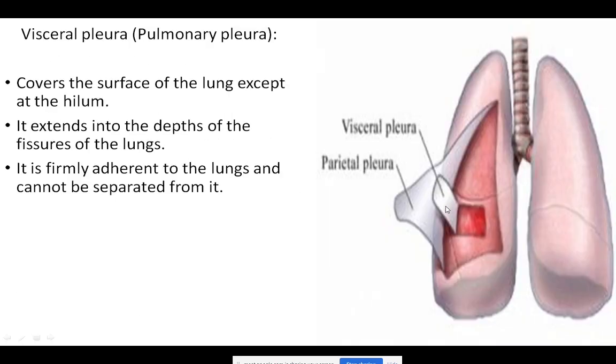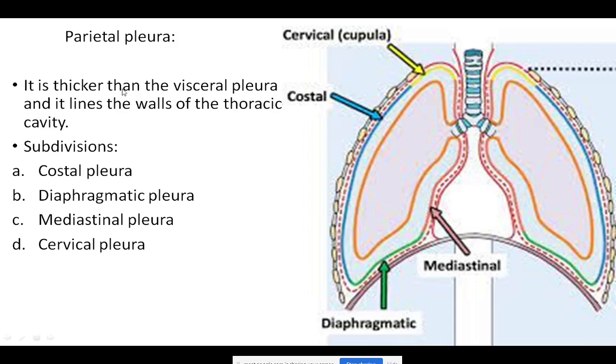Okay, this one, visceral pleura. It is attached to the surface of the lung, and it extends also into the fissures of the lung. It cannot be easily separated, whereas the parietal pleura is thicker than the visceral pleura, and it lines the walls of the thoracic cavity. This yellow color here is visceral pleura, and around here is parietal pleura.